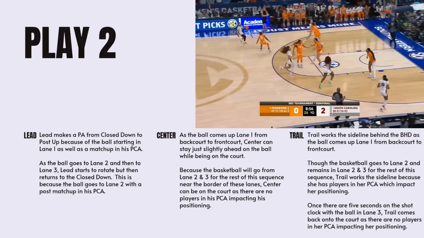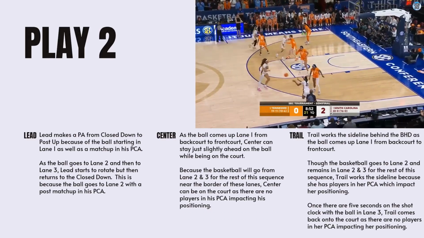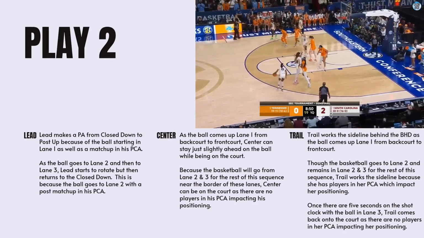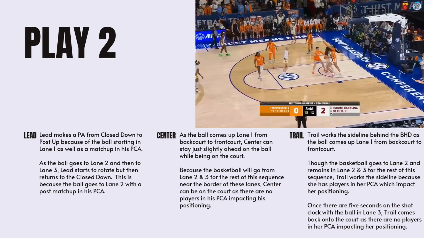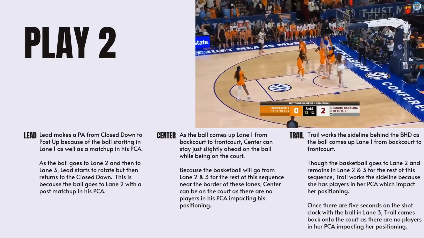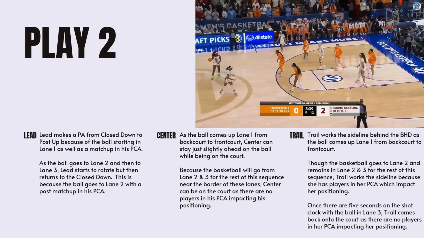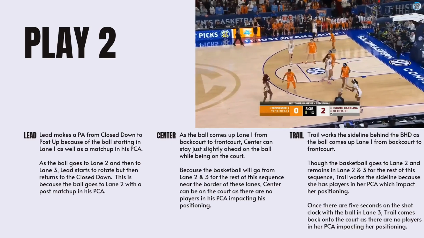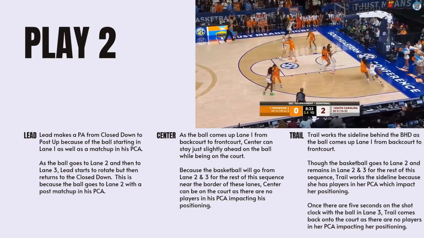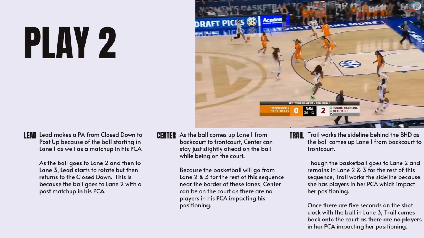Trail works the sideline behind the ball handler dribbler as the ball comes up lane 1 from backcourt to front court. Though the basketball goes to lane 2 and remains in lane 2 and 3 for the rest of the sequence, trail works the sideline because she has players in her primary coverage area which impact her positioning. Once there is 5 seconds on the shot clock with the ball in lane 3, trail will come back onto the court as there are no players in her primary coverage area impacting her position.